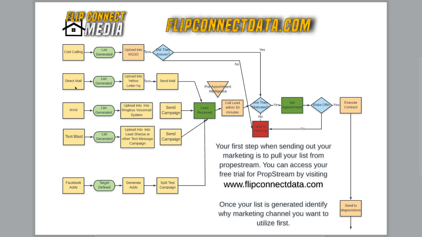Direct mail is very much the same, where we generate a list internally in PropStream, or whatever platform we're using. I encourage you to do your homework and figure out what works best for you, but with our experience, this is what we're using in our business. You generate the list, upload it into whatever mail house you're using. I would recommend Yellow Letter HQ because they're the best that I've found, but there's a lot of great mail houses as well. Dive in there, do your research, figure it out. They can walk you through step by step to help you create the list, create your postcard, and then you'll send it out.